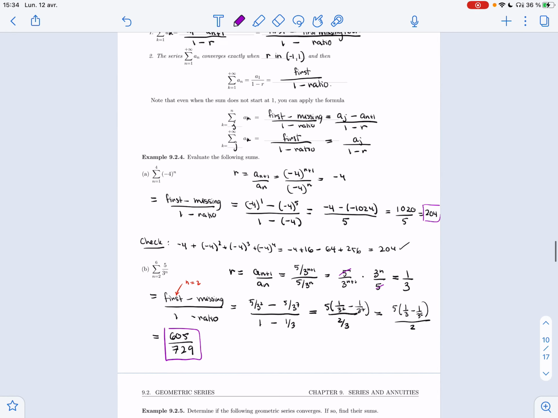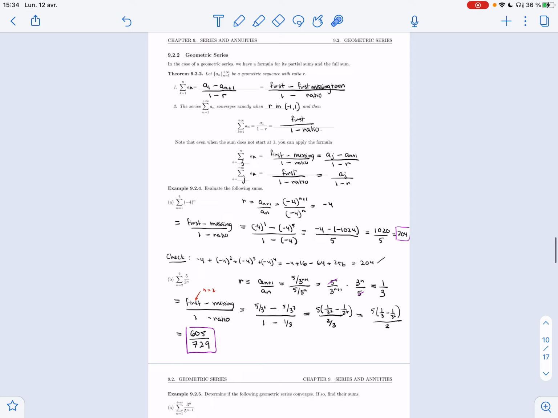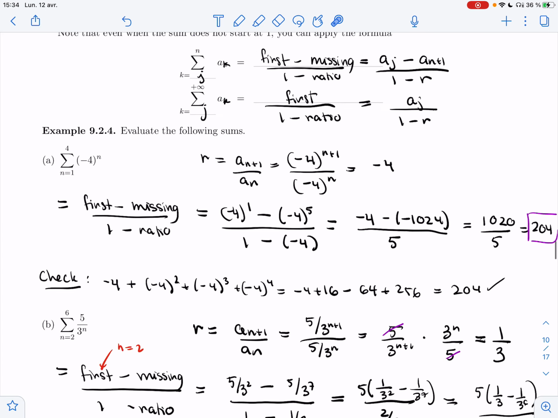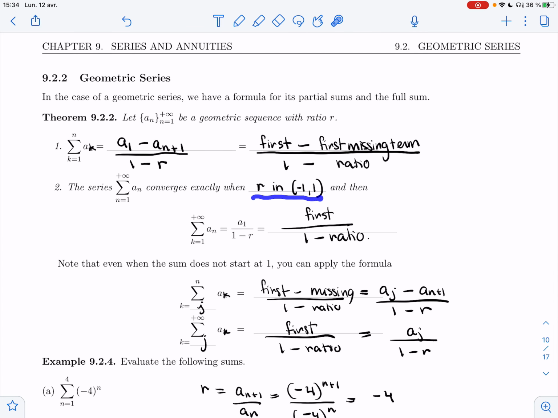All right, so we used part one here, where there's a finite sum. So these are finite sums. Now, in the next example, we'll be looking at one where the sum is infinite. Okay, so we'll be using first over 1 minus ratio because we have infinite sums. There's no next term, but the condition here is making sure that the limit of the terms at the end actually goes to zero.